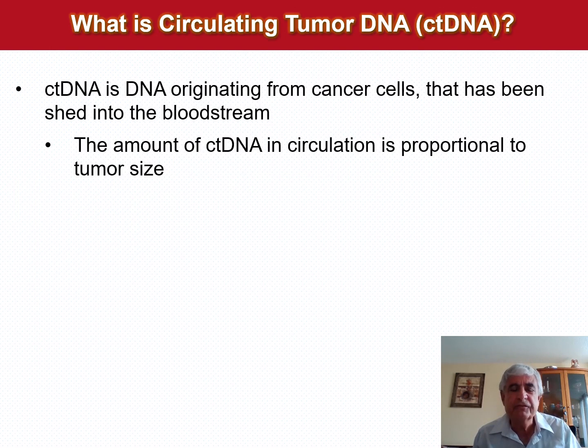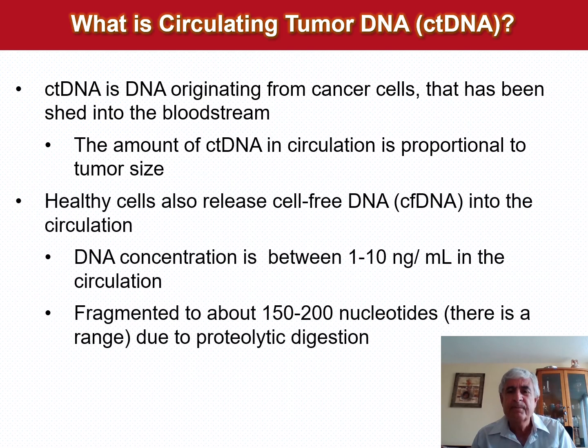One would wonder, what is the definition of circulating tumor DNA? Circulating tumor DNA is DNA originating from cancer cells that has been shed into the bloodstream, and you should remember that the amount of circulating tumor DNA is proportional to tumor size. It is also important to note that healthy cells also release what is known as cell-free DNA into the circulation. If you extract circulating free DNA from normal people, you will usually find about 1 to 10 nanograms of DNA.